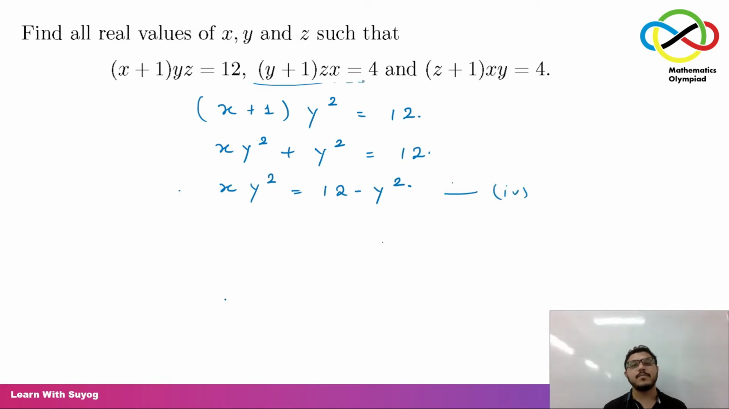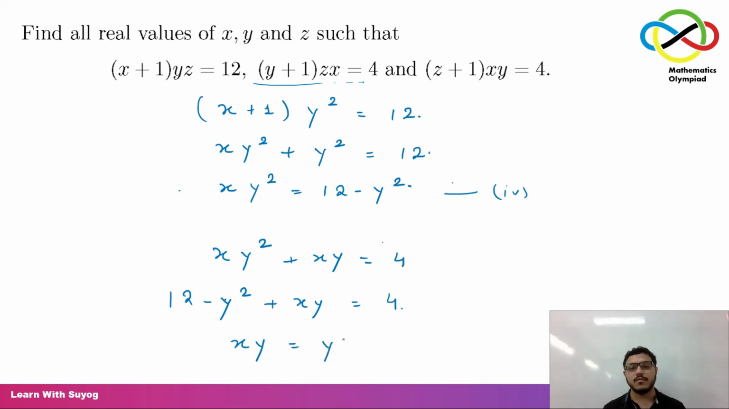Here, if we replace z by y, we get xy² + xy equal to 4. In place of xy², we can write 12 minus y², so 12 - y² + xy = 4. When we further solve it, we get xy equal to y² + 4 - 12, so it will be equal to y² - 8.